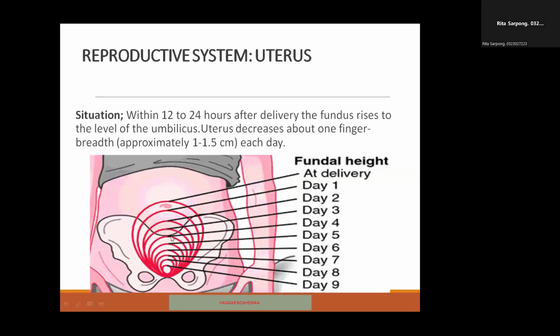I think when we get to the abnormal, we will talk about subinvolution. So here, we should be able to differentiate the two. When the mother comes in on her third day, you expect the uterus to have reduced by maybe 3 cm, or 4 or 5 cm, depending on the mother's ability to exercise well. But if there is still an increase in the fundal height, then you should know that there is a problem.